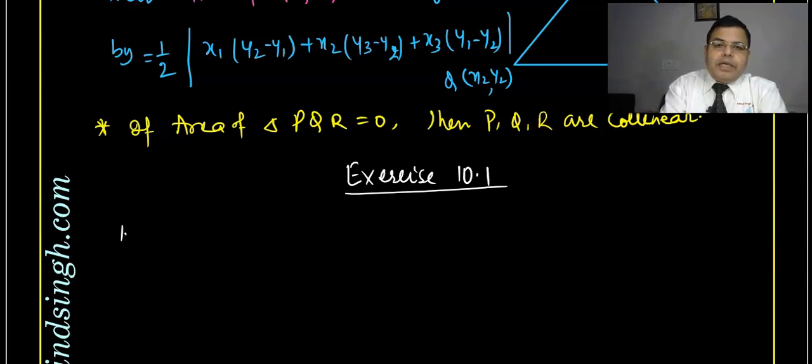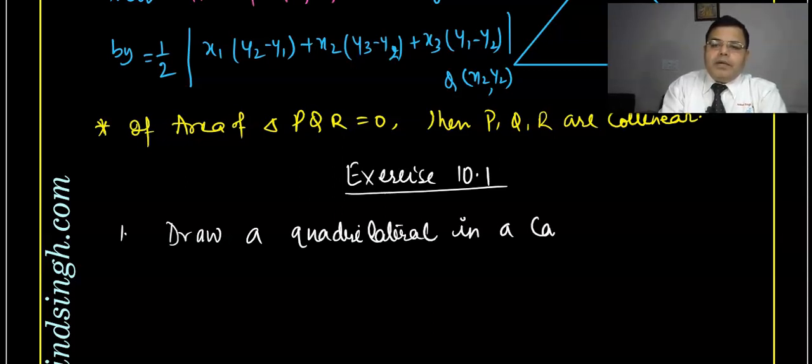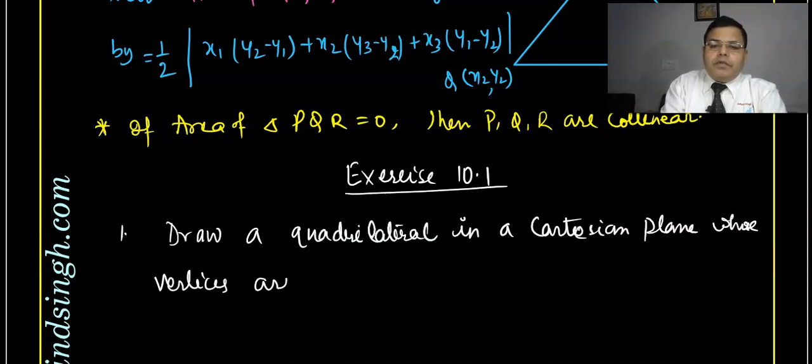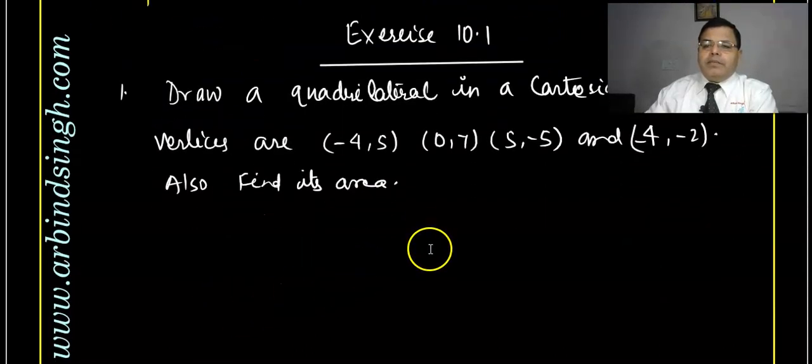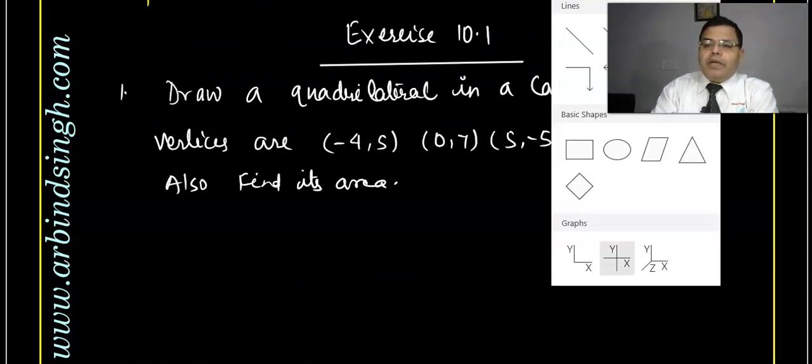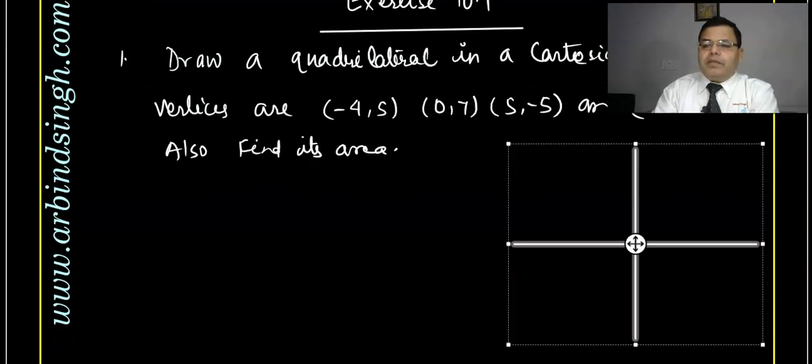And the first question is: draw a quadrilateral in a Cartesian plane whose vertices are (-4, 5), (0, 7), (5, -5) and (-4, -2). Also find its area. Very basic question. So in the Cartesian plane, first we have to mark these points, and then accordingly you can find the area of the quadrilateral.